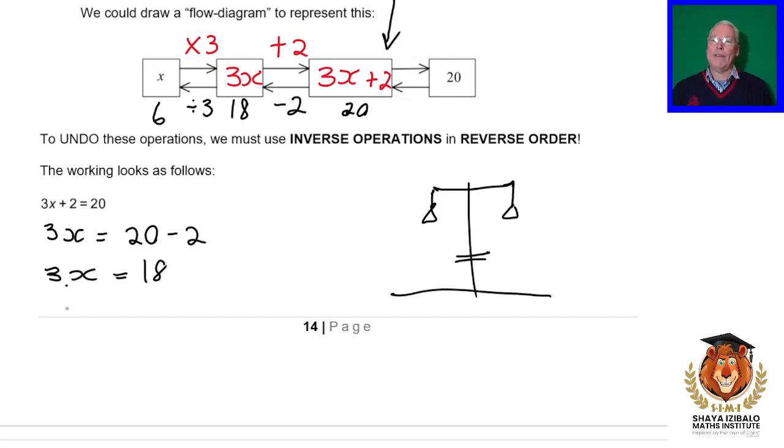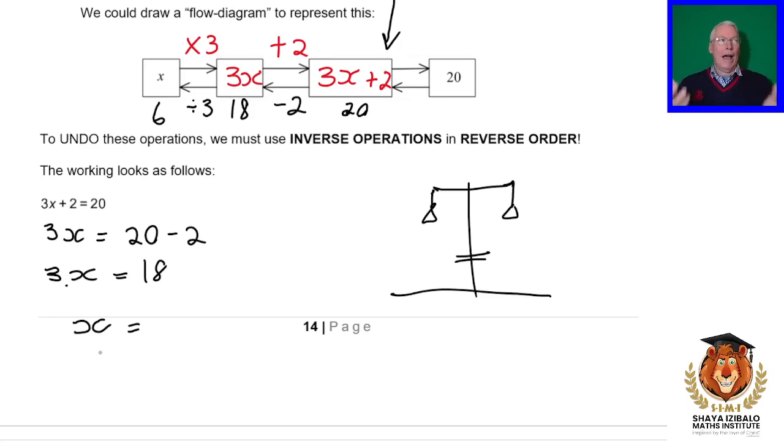Now, what does 3x mean? It means 3 times x. I don't want 3 times x, I just want 1 times x. Do I need to write that 1? No, I don't, just x. What must I do to get rid of timesing by 3? I must divide by 3. So if I divide 3x by 3, I just get x.